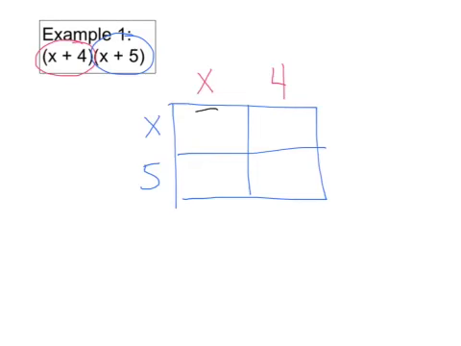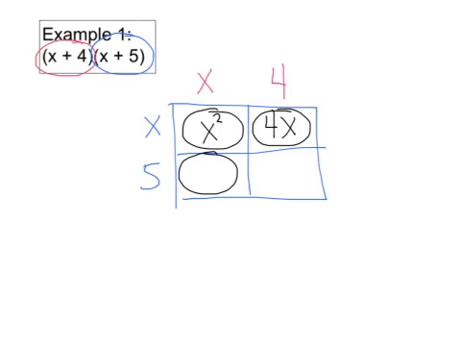So to fill in this box right here, I'm going to take x times x, and x times x is x squared. And then to fill in this box right here, I'm going to take 4 times x, which is 4x. To fill in this box, I'm going to take 5 times x, which is 5x. And to fill in this last box, I'm going to take 5 times 4, which is 20.